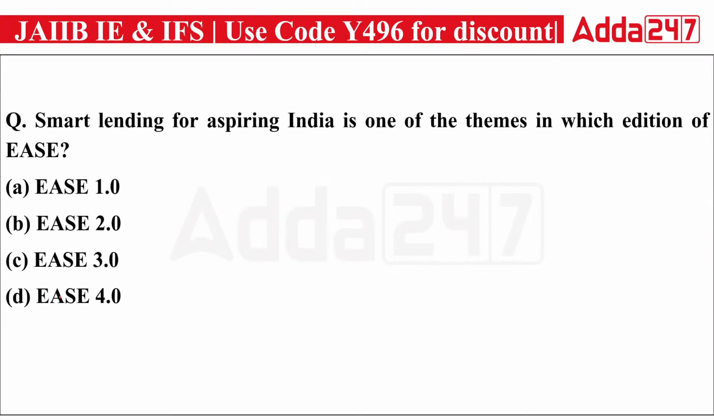Next question: smart lending for aspiring India is one of the themes of which edition of EASE? EASE 1.0, 2.0, 3.0, or 4.0? Which of the following is correct here? When it comes to EASE, it was a reform introduced for the public sector banks to make them more efficient and more competitive. And till now, EASE 1.0, 2.0, 3.0, 4.0, 5.0, and 6.0 have been launched.